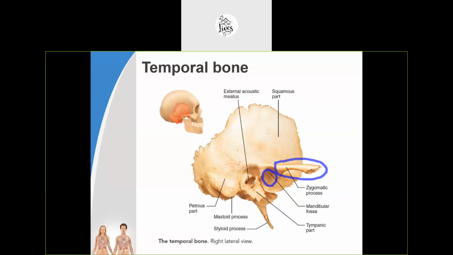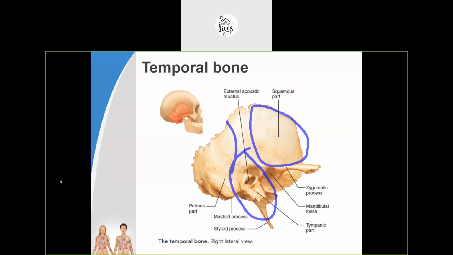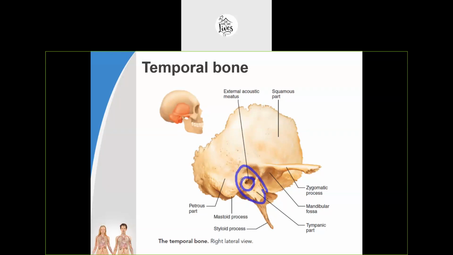Also, we have the tympanic part. This is the tympanic part of the temporal bone that is surrounding the external acoustic meatus. This is the external acoustic meatus. Let me make it more clear. So this is the tympanic part that is surrounding the external acoustic meatus, and this external acoustic meatus is the external ear canal. So here we have the ear, and the sounds are passing through this canal actually. So these were the squamous and the tympanic parts of the temporal bone.